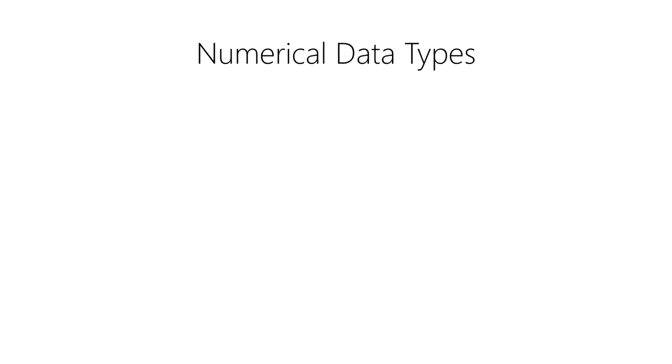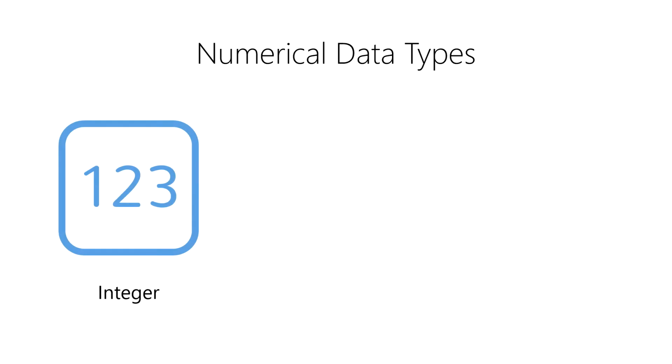Next, we have the numerical data types. We typically encounter three numerical data types in data science. First, we have an integer, which represents a whole number. Integers work well for storing and processing numbers that do not contain fractional values.